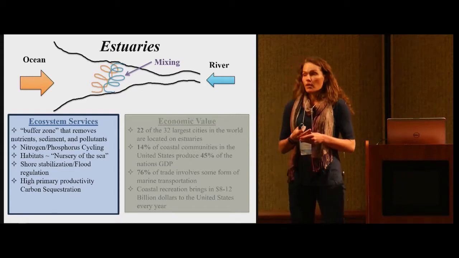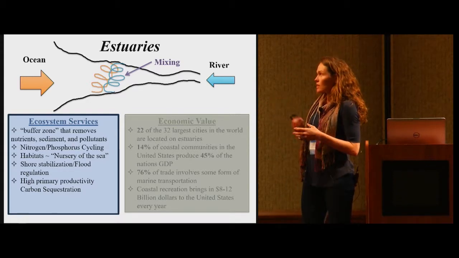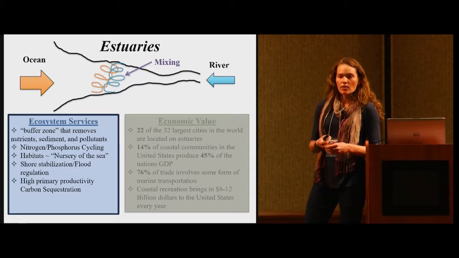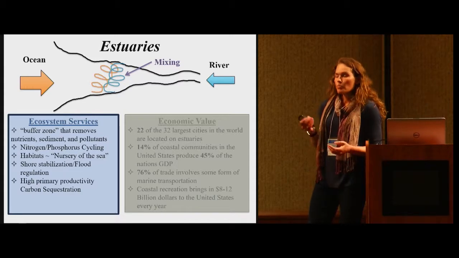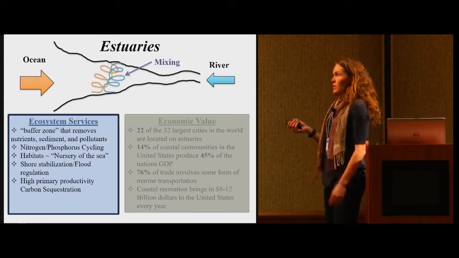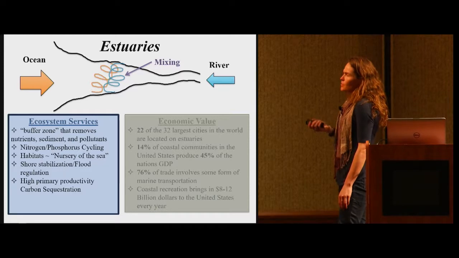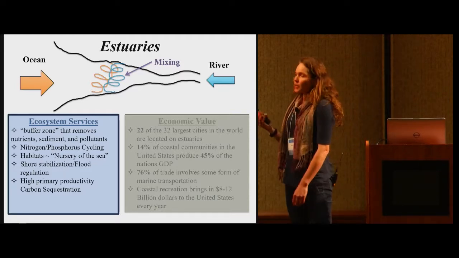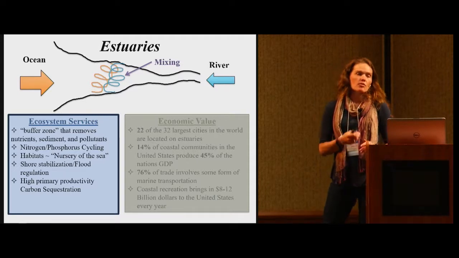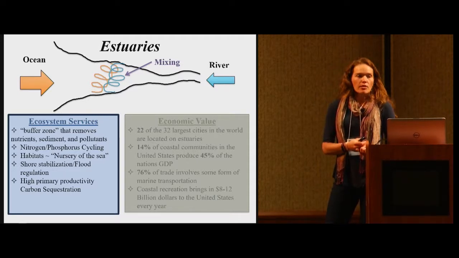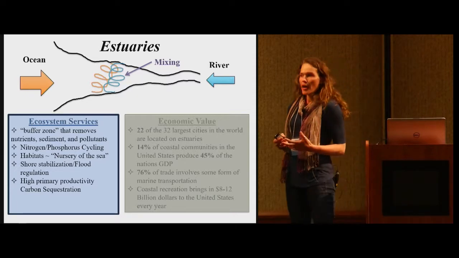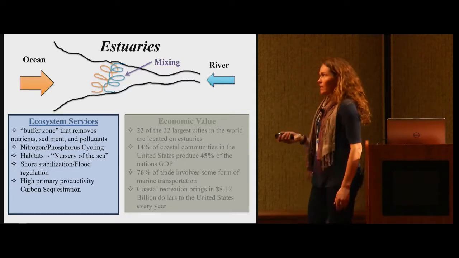It's important for the nitrogen and phosphorus cycling in these systems. There are also habitats. They're called nurseries of the sea, and in the United States, actually 75% of the commercially caught fish spend some portion of their life in estuaries. Estuaries are important for shore stabilization and flood regulation, and it was found that after Superstorm Sandy, $625 million worth of damage was prevented because of things like wetlands and mudflats.